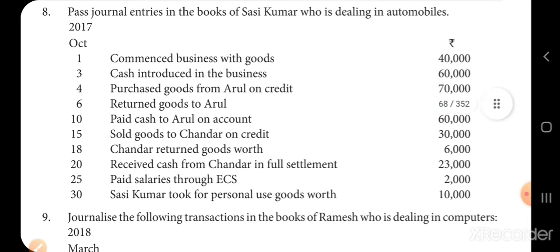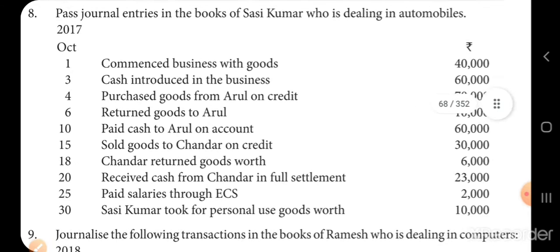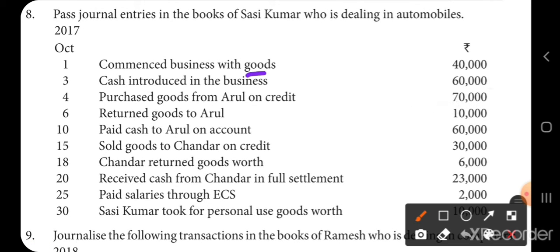First transaction, commenced business with goods, and on 3rd October, cash introduced in the business. So this person Sasikumar is bringing in goods and cash to the business, but it is on a different date. So you should pass different separate entries. If both are on the same date, you can give a combined entry.